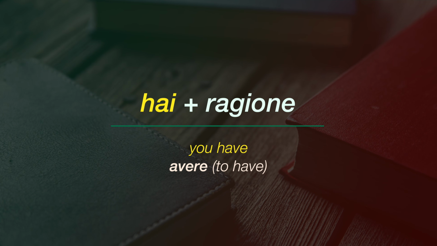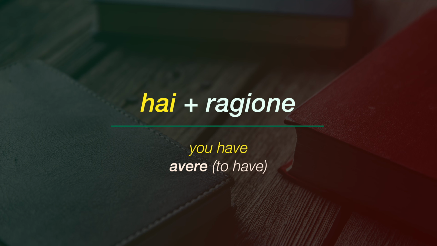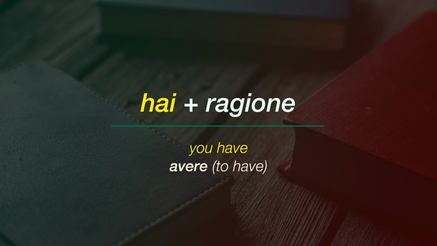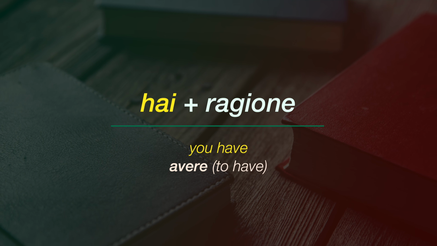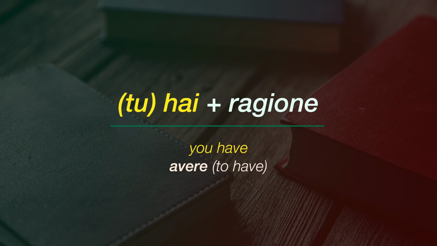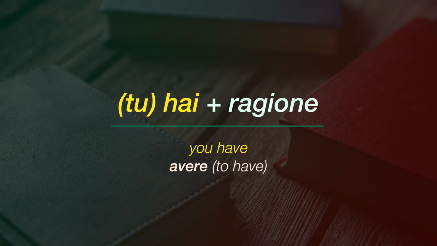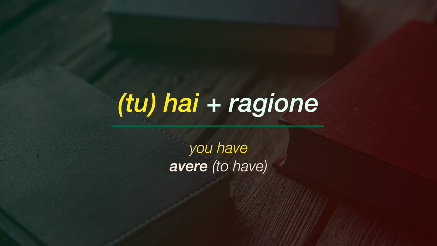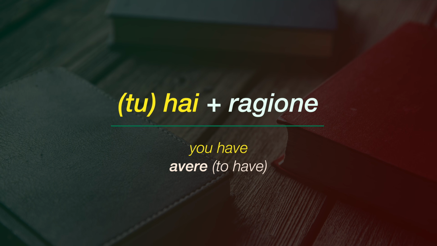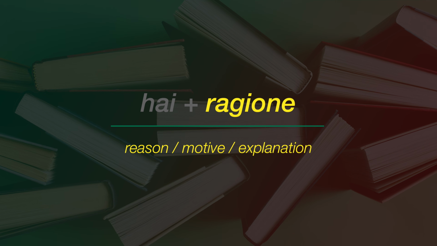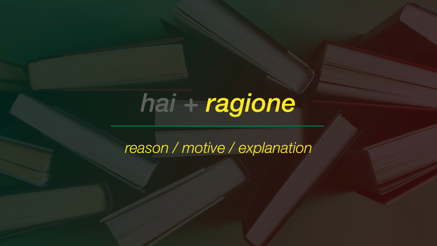Hai is the second person singular form of the verb avere, to have. It literally means you have. The pronoun tu, you, can be omitted because the conjugation of the verb and the context are enough to identify the subject. Ragione actually means reason, motive, or explanation.